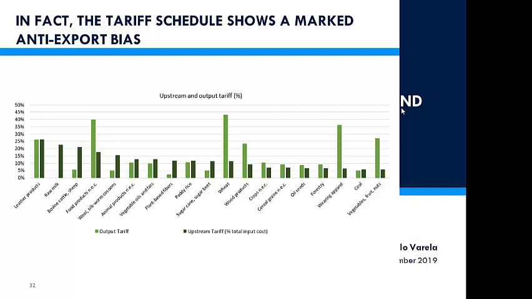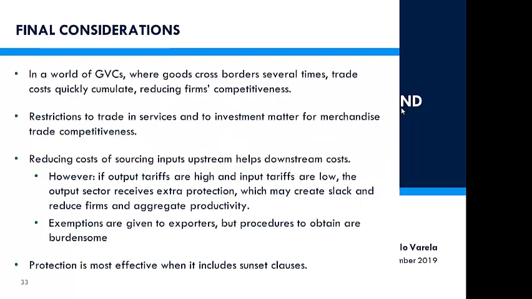And the largest firms can claim import duty rebates. The smaller firms will struggle to get those import duty rebates and will struggle with the financial costs of those rebates. So to finish, basically in a world of global value chains, goods cross borders several times. What we need is trade costs that are low so that they don't accumulate quickly. We need fewer restrictions on trading services because services trade is a key element in the value addition process. We need investment policies that are open and investment promotion efforts that are targeted to those sectors that you want to boost.